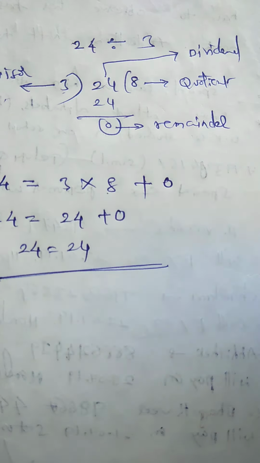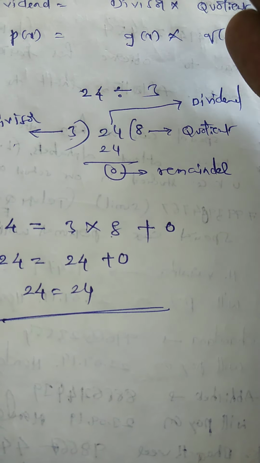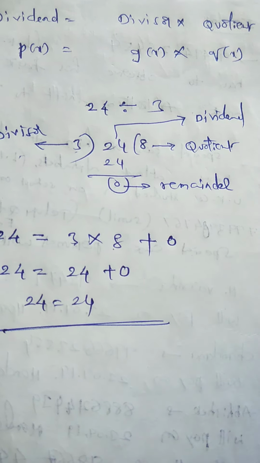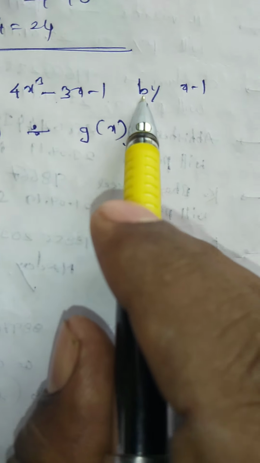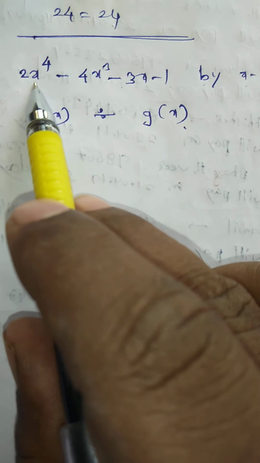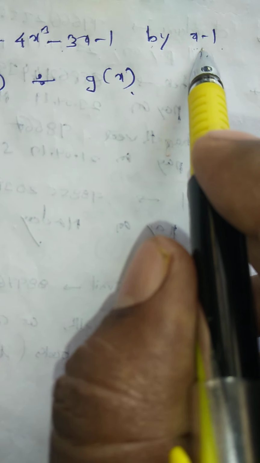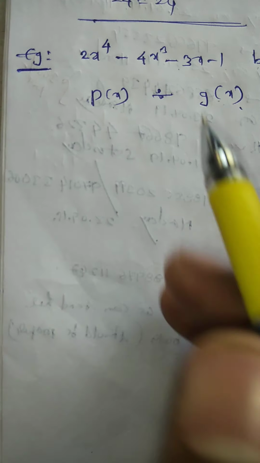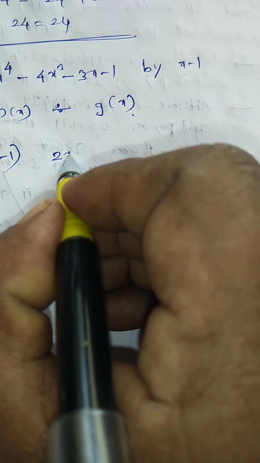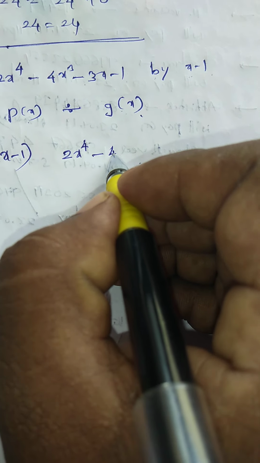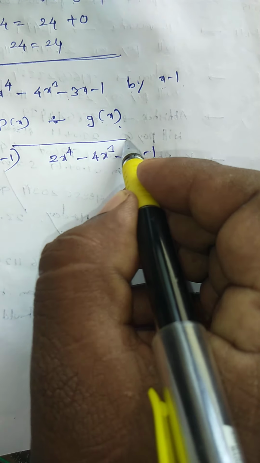So in polynomials also we can use the same formula, the original division process. Let us take one example here: 2x to the power of 4 minus 4x cube minus 3x minus 1 divided by x minus 1. Here the power 4 is the highest power of the polynomial. Now x minus 1 is the divisor, we take it as g of x, and 2x to the power of 4 minus 4x cube minus 3x minus 1 is the dividend.